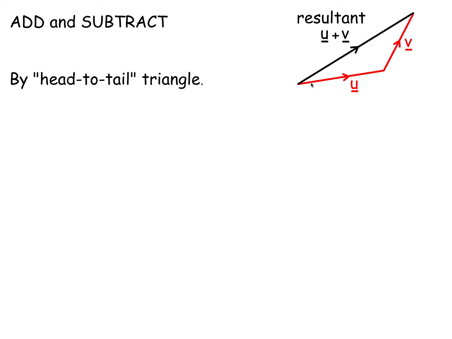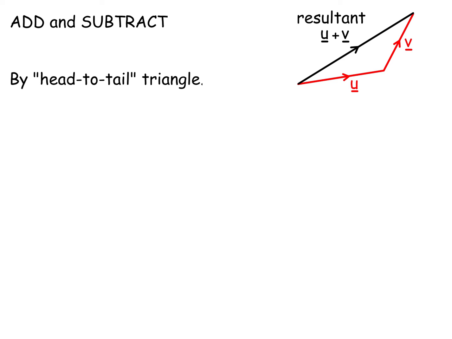So for adding vector u and vector v together, we go along vector u. At the head of vector u, we join the tail of vector v as if you're going on a journey. So you start here on the left, move along vector u, then move along vector v to finish here. If you join up the start and the finish, that's the resultant vector u plus v. So that was head-to-tail addition, as if you're going on a journey.